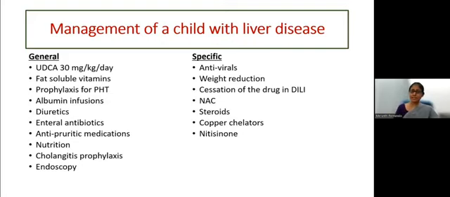On the other side, you can appreciate the specific management for common etiologies. If you suspect a treatable viral cause like hepatitis B or C, then you could think of antivirals; weight reduction in non-alcoholic fatty liver disease; simply the cessation of the drug in drug-induced liver injury. NAC is helpful if it's paracetamol overdose, steroids for autoimmune liver disease, copper chelators for Wilson disease, and nitisinone for tyrosinemia.